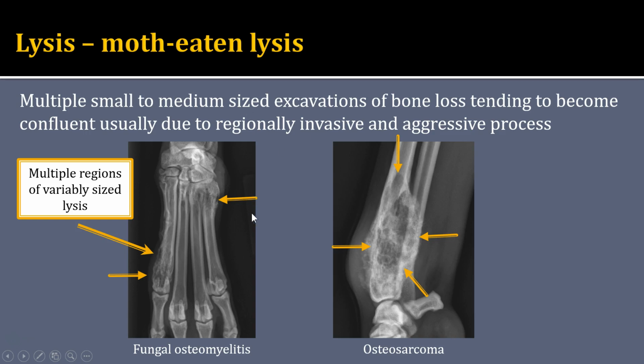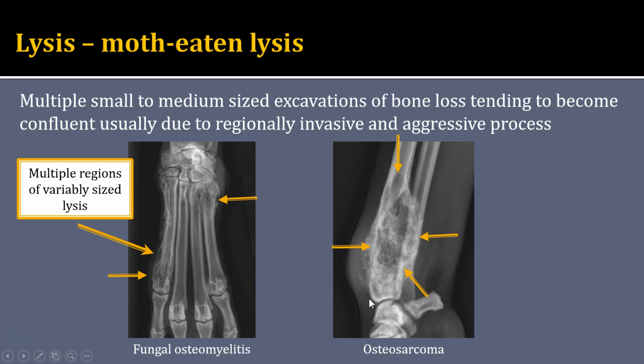On the left of our slide is a metacarpus in a dog that has examples of these kinds of small to medium-sized excavations of bone loss in both the distal second metacarpal and also in the proximal fifth metacarpal. Again, sometimes these become more confluent and can even have areas that almost look geographic as well. And this happens to be fungal infection.